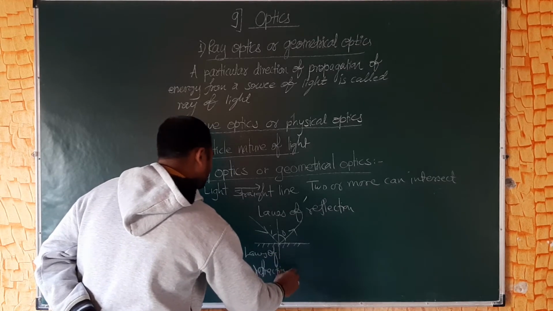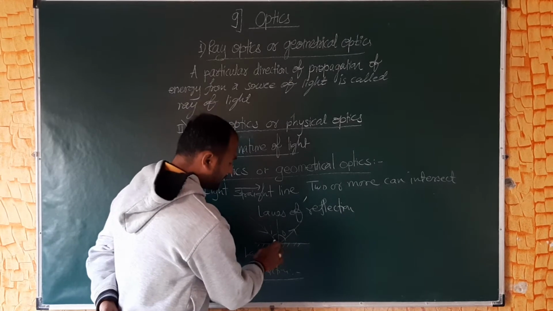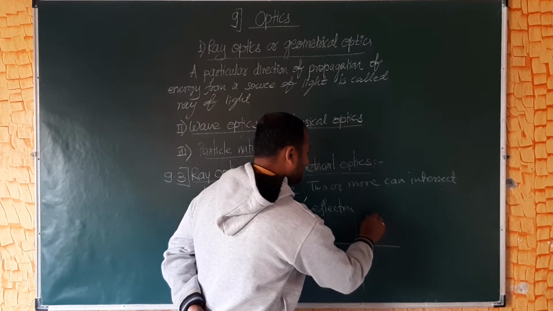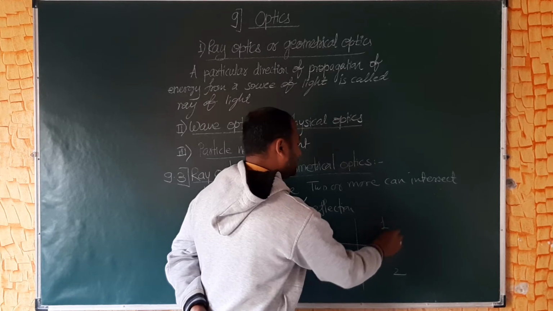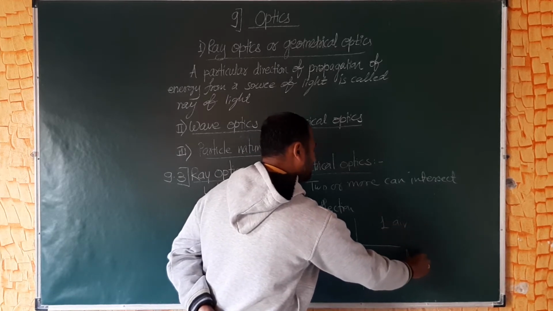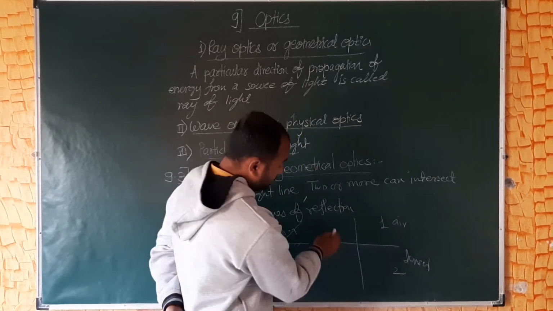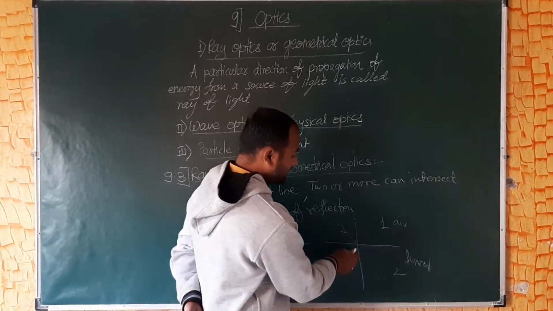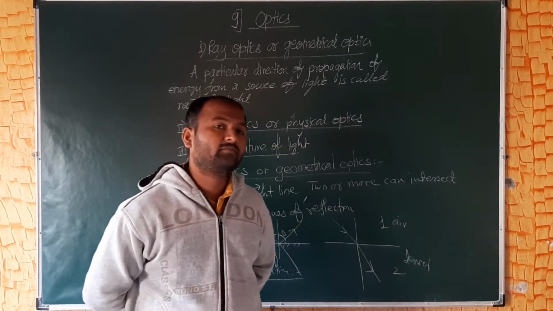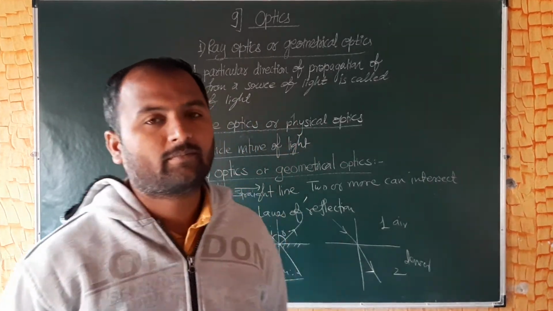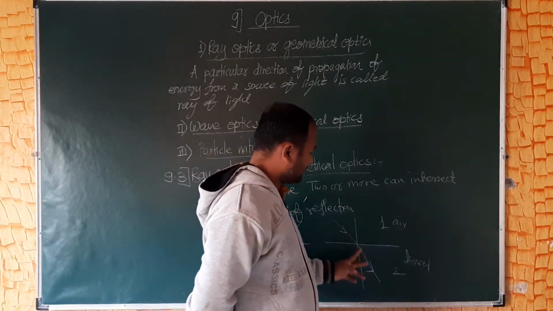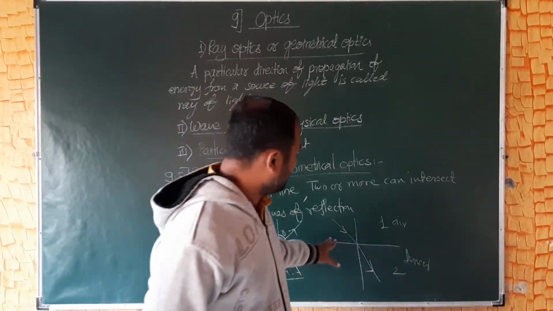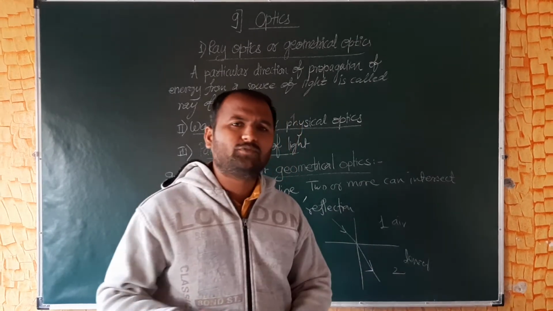So what are the laws of refraction? Here this is the first medium, this is the second medium. It is an air medium, and this is a denser medium. The incident ray travels in the first medium, and after passing into the second medium it changes its direction. This is called refraction of light. The incident ray, refracted ray and normal lie in the same plane. The incident ray and refracted ray lie on opposite sides of the normal.